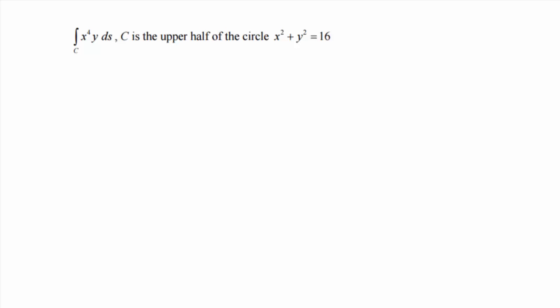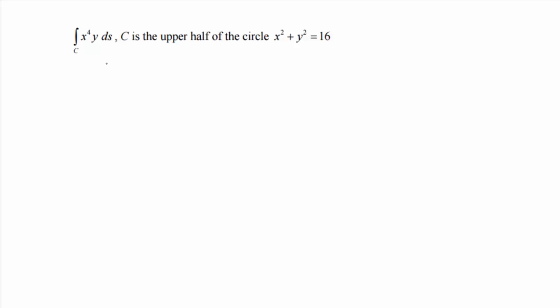So in this problem, we want to evaluate the integral over C of x to the fourth y ds, where C is the upper half of the circle x squared plus y squared equals 16. So this is a line integral with respect to arc length, and you have to remember what ds is. ds stands for an infinitesimally small piece of arc length, and the formula for it is the magnitude of r prime of t dt. So you've got to remember what the differential represents.